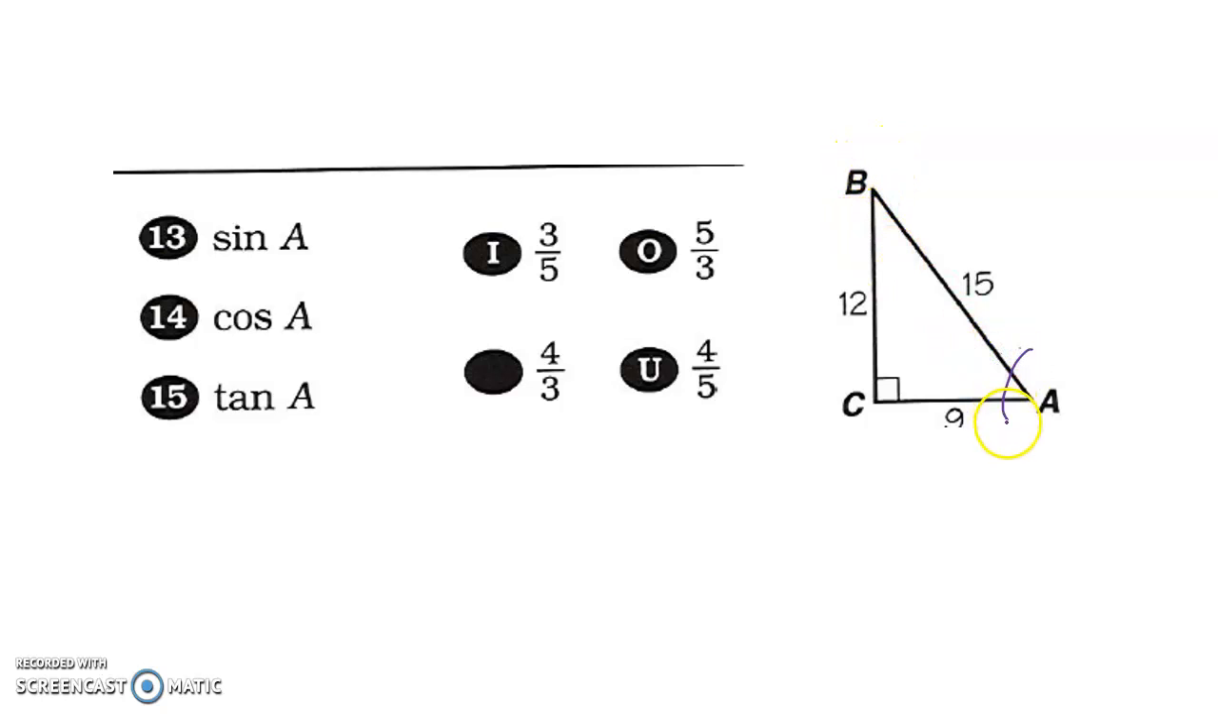This is all again off of A, and I'm going to label hypotenuse, adjacent, opposite. So sine is opposite over hypotenuse, 12 over 15. And that reduces to 4/5, so that's U. And then I've got cosine, which is adjacent over hypotenuse, which would be 9 over 15, which is 3/5. And then finally I've got opposite over adjacent, 12 over 9. And we do want to reduce this to 4/3. We'll label this T.